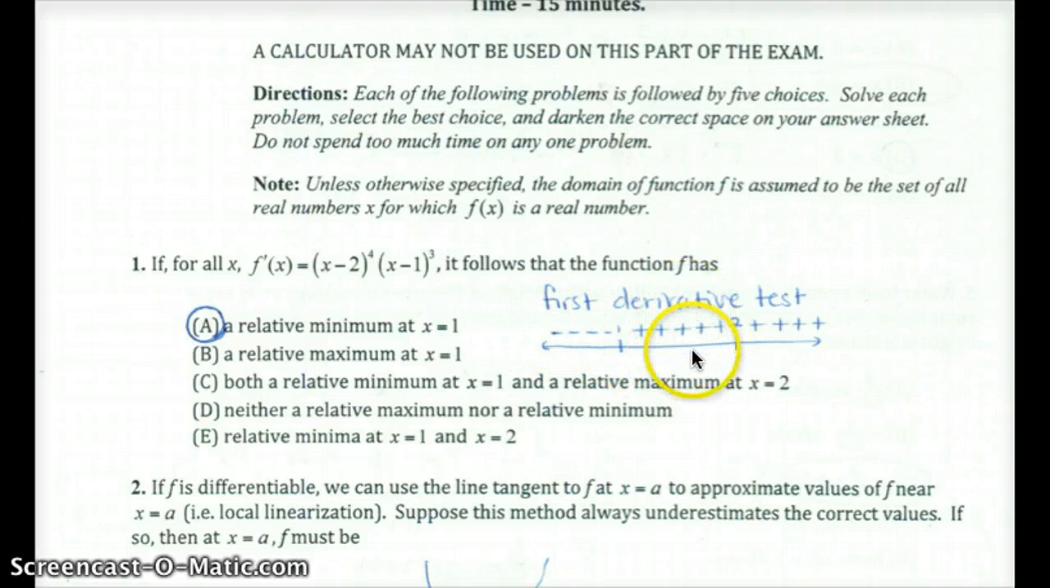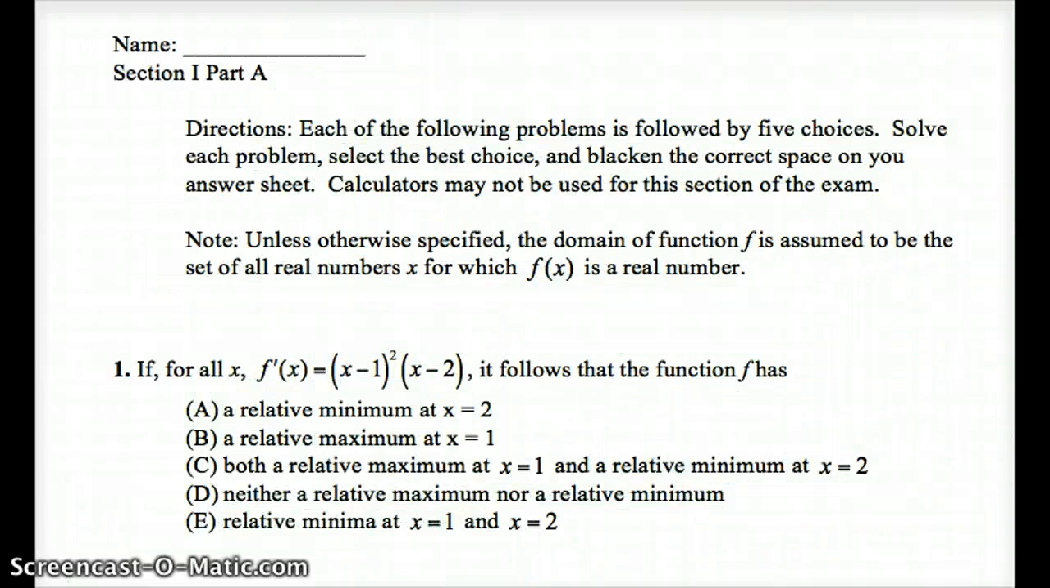Repeat that same process here and here, and you'll realize that between 1 and 2 the derivative is positive, and after 2 it stays positive. That means the function is decreasing, then increasing, and then increasing more, which means the only true vertex it has is at x equals 1, and it is a minimum. Use the same logic to work out this problem.